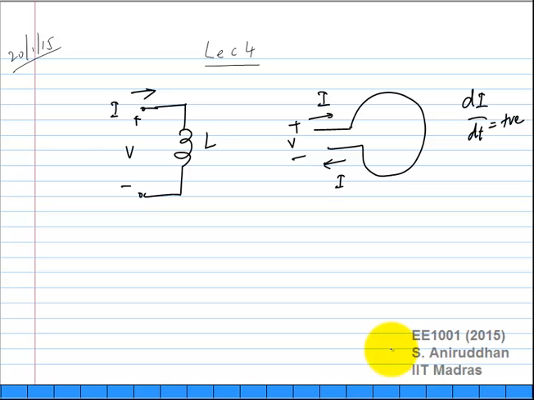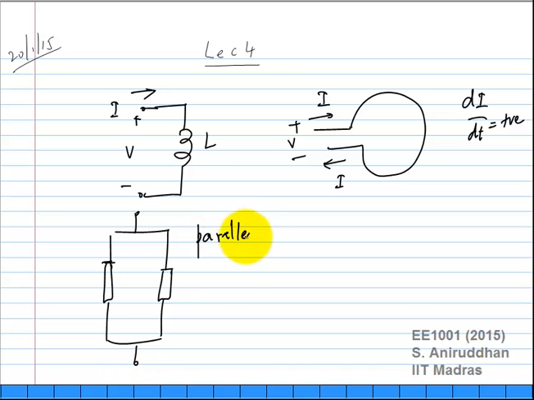Okay, fine. So after this, we'll move on to some quick stuff, series parallel connections. I think all of you know about this. We will just rush through it. So if I tell you, this is what is called a parallel connection. This is what is called a series connection.